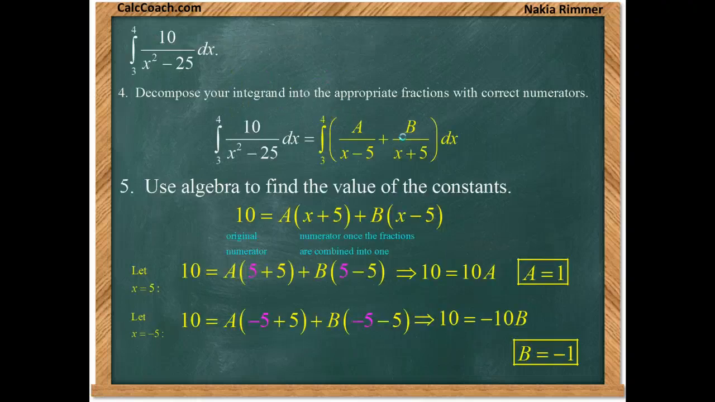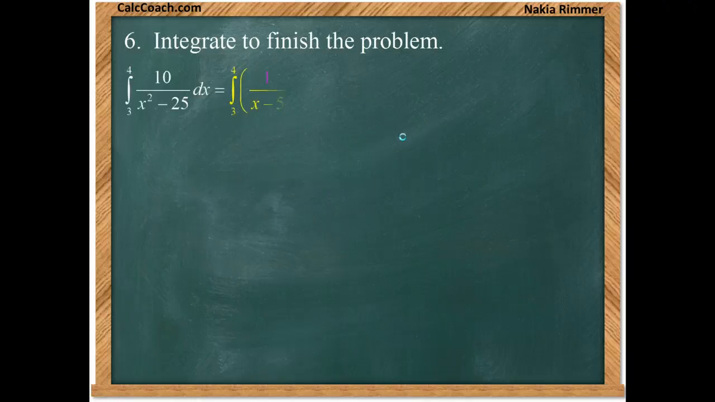Above x minus 5 was an A, and above x plus 5 was the B. So we put them in, and now we're ready to integrate. The integration is harmless. Here's the one line of calculus. We're to integrate this, and these are just natural logs. Don't forget the absolute value, though.